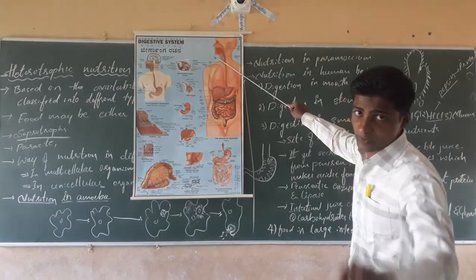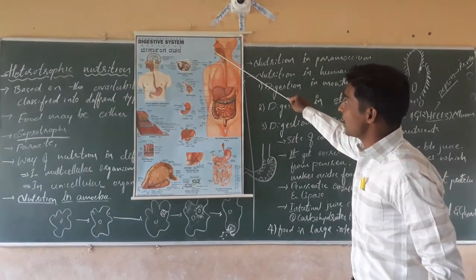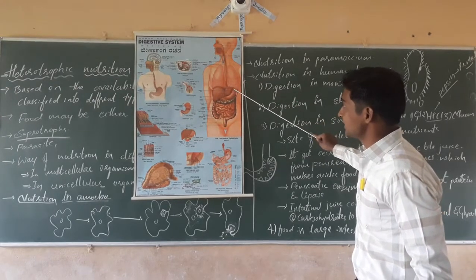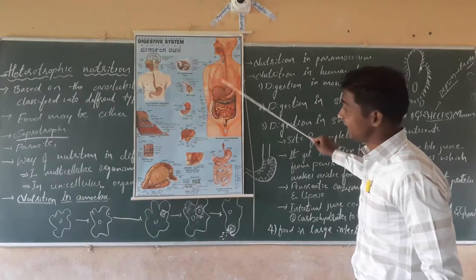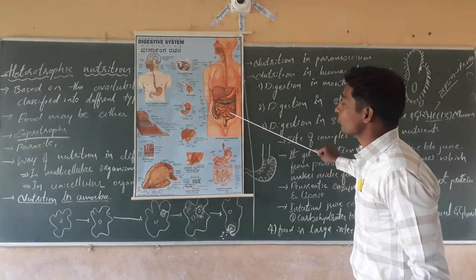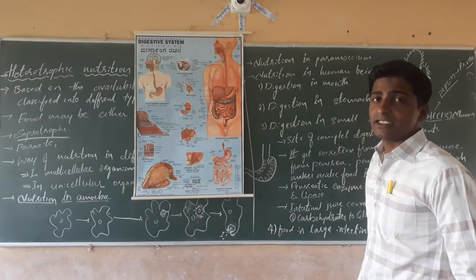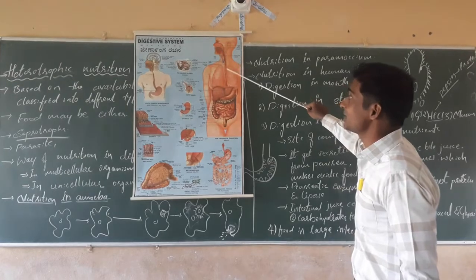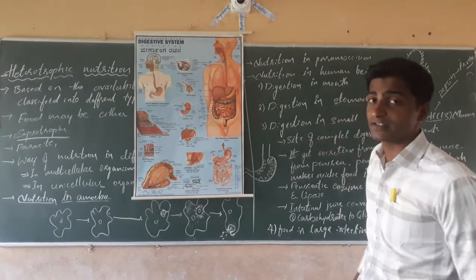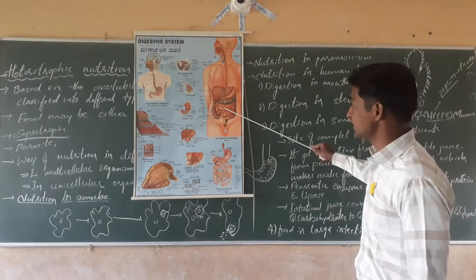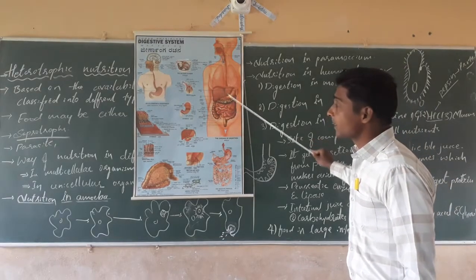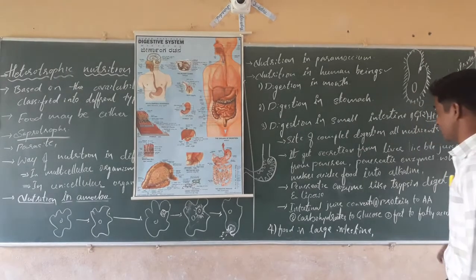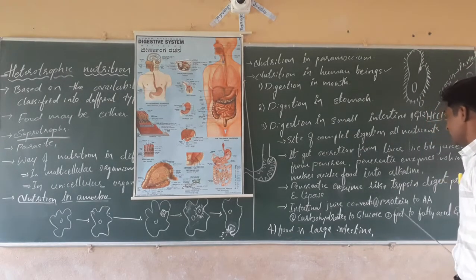Digestion of carbohydrate takes place in the mouth, in the buccal cavity. Digestion of carbohydrate also takes place in the stomach. The digestion of protein takes place here in the small intestine. The digestion of fat and all the remaining nutrients, the partially digested carbohydrate and protein, takes place in the small intestine. Isn't it? The small intestine is the site of complete digestion.